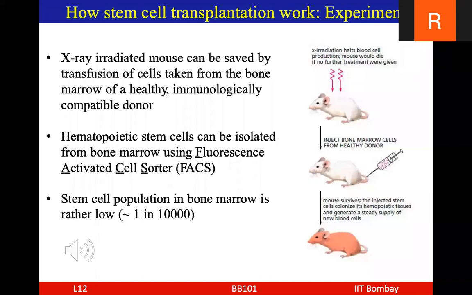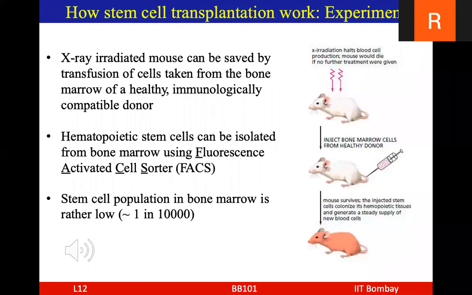So stem cell transplant works very well in patients who are suffering from blood disease. Here I will briefly explain how this experiment works. Very similarly, it also works in the human being. So you have, let us say, this particular mouse. What you do is you irradiate this mouse, and irradiation basically removes the previous blood cells.